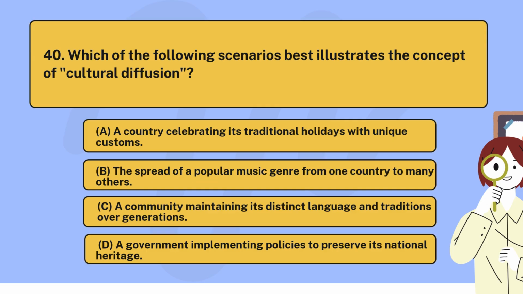Question 40. Which of the following scenarios best illustrates the concept of cultural diffusion? A, a country celebrating its traditional holidays with unique customs. B, the spread of a popular music genre from one country to many others. C, a community maintaining its distinct language and traditions over generations. D, a government implementing policies to preserve its national heritage.